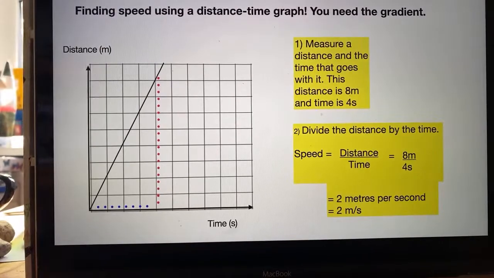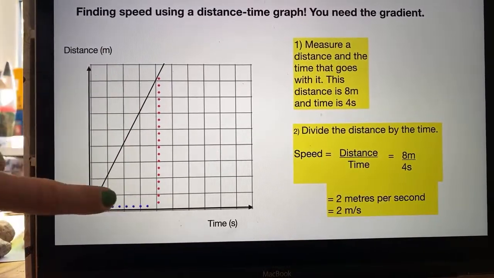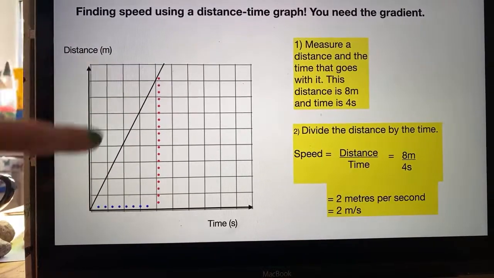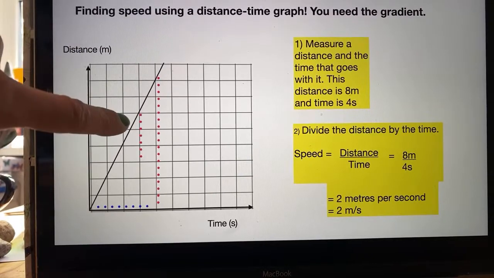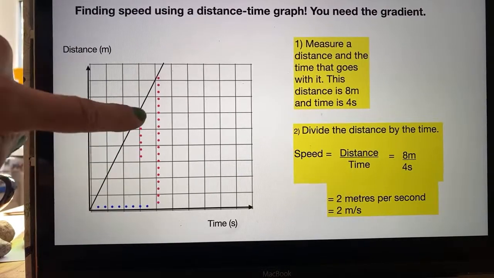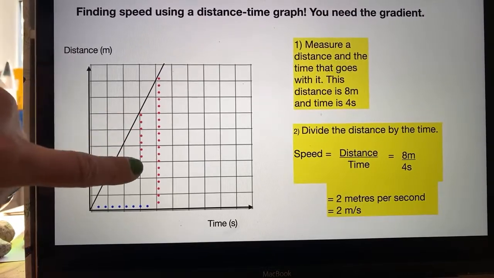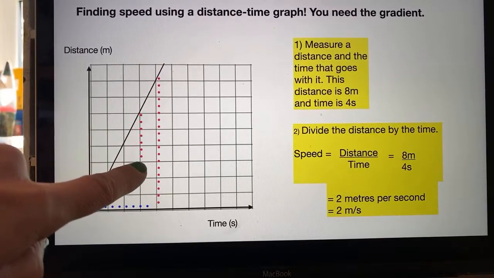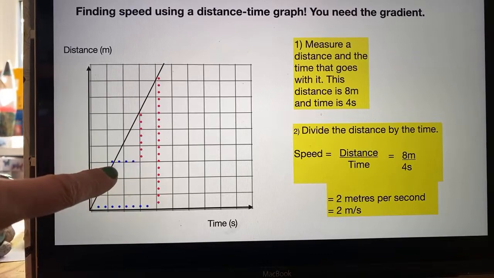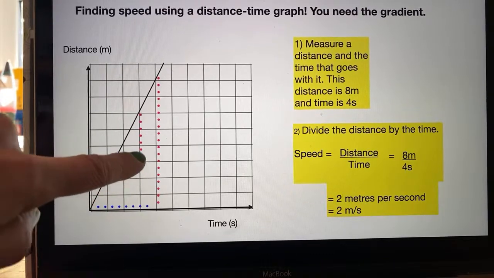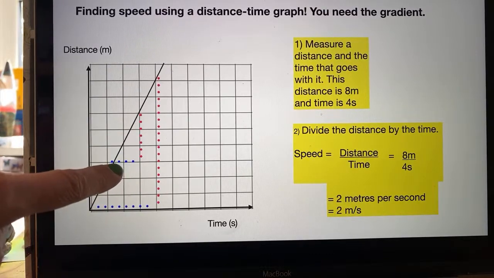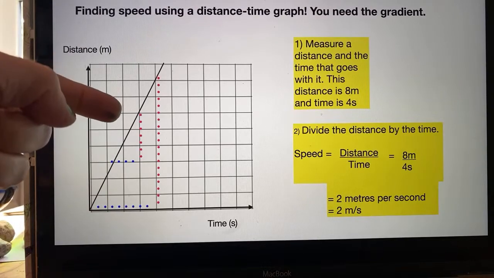Now, you could have chosen any distance and any corresponding time from your graph. So for example, if I just drew a line here, and then you can see that's 1, 2, 3 meters, and I've made my line stop there. So I could go across and say my line was like... it's not quite right, is it, actually? Sorry.